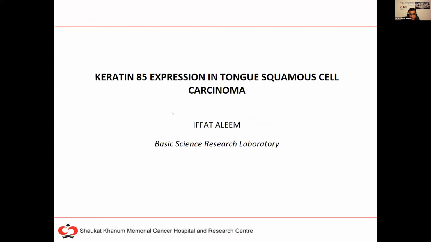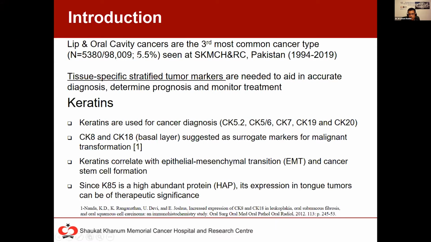My study title is Keratin 85 expression in tongue squamous cell carcinoma. Lip and oral cavity cancers are the third most common cancer type seen at Shaukat Khanum Memorial Cancer Hospital and Research Center during the last 25 years, and this includes more than 2,000 patients with tongue cancer. Therefore, tissue-specific stratified tumor markers are needed to aid in accurate diagnosis, determine prognosis, and monitor treatment.